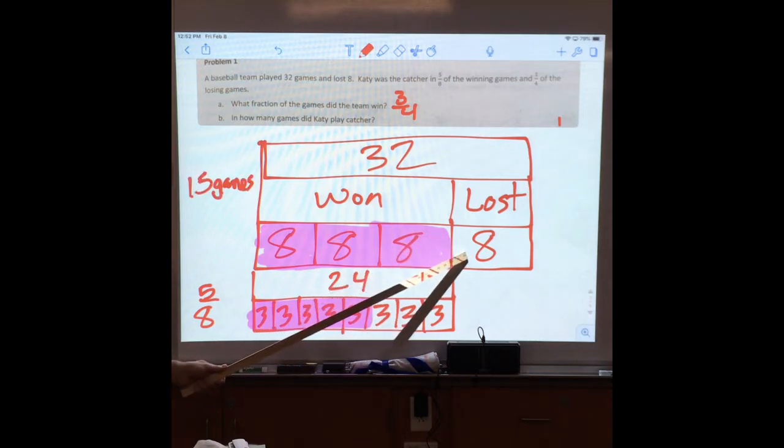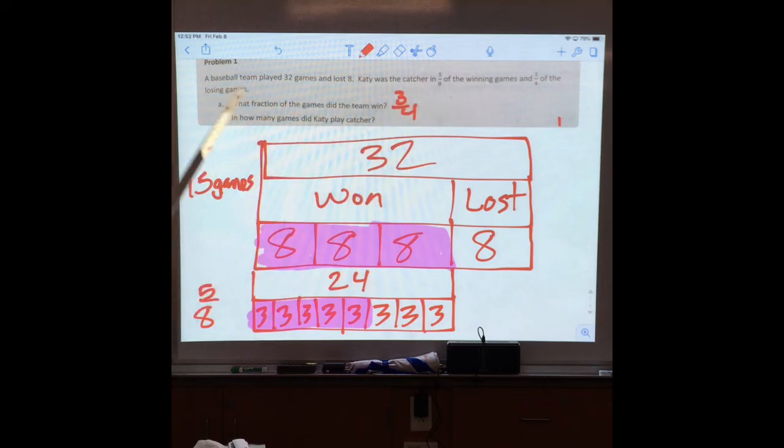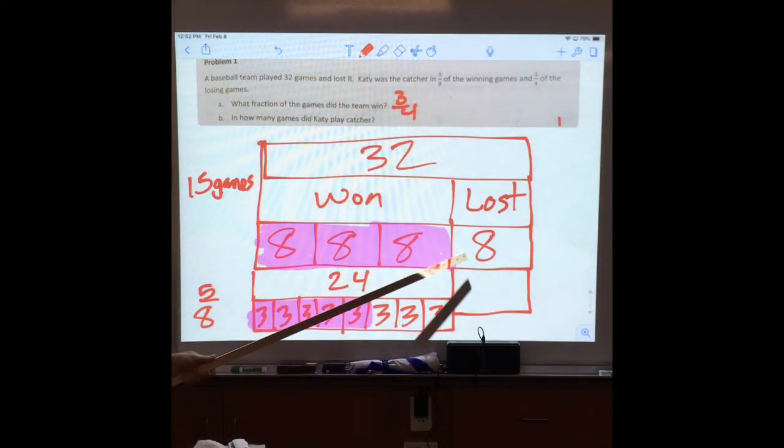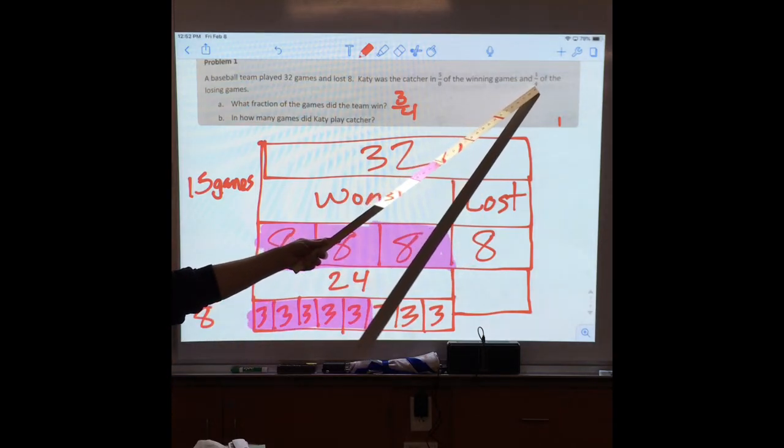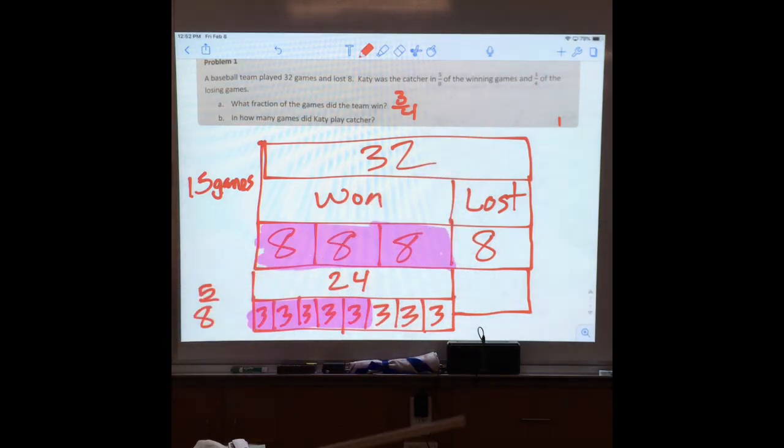But she also played in 1/4 of the losing games. Here's our losing number. So we have an 8, and it says she played in 1/4 of them. What are we going to do with that? We're going to cut it up into fourths. What number goes 4 times what? 4 times what equals 8? 2. Good job. 2, 4, 6, 8.